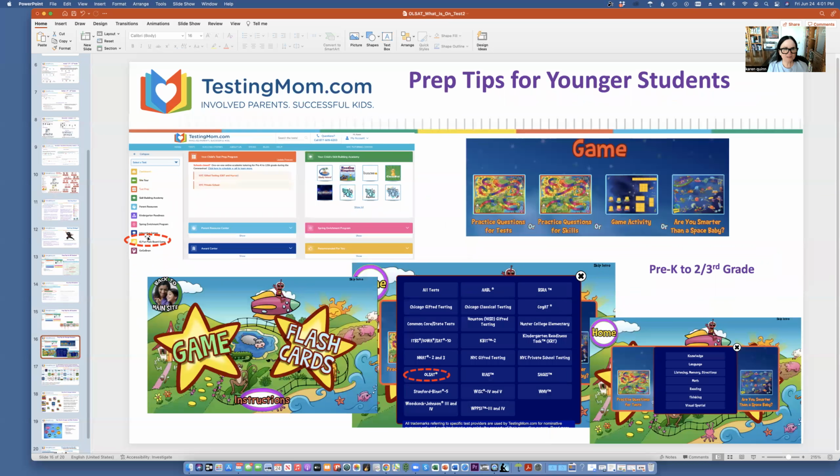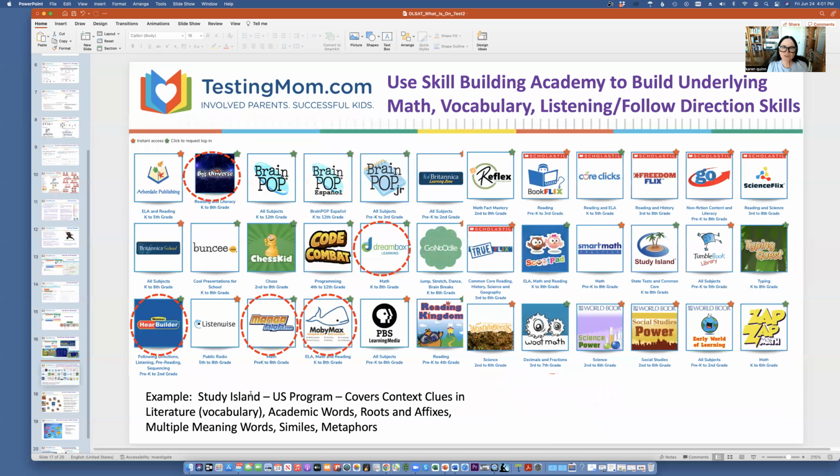We give you access to our IQ Fun Pack board game questions for younger kids through 2nd, 3rd grade. You just go there and click game. All the tests come up, and you can click OLSAT and practice OLSAT questions and questions that build skills for the OLSAT test. Another thing we give you is our Skill Building Academy.